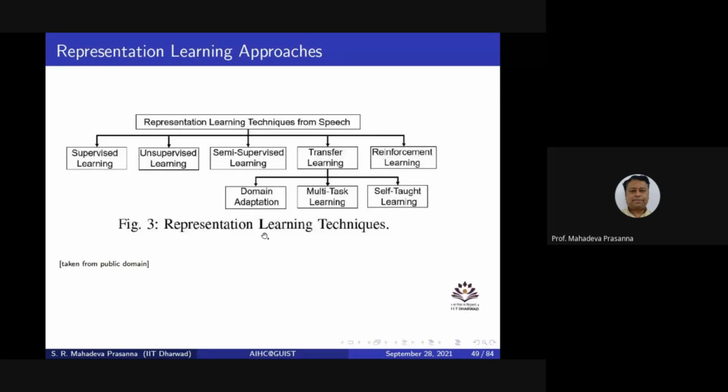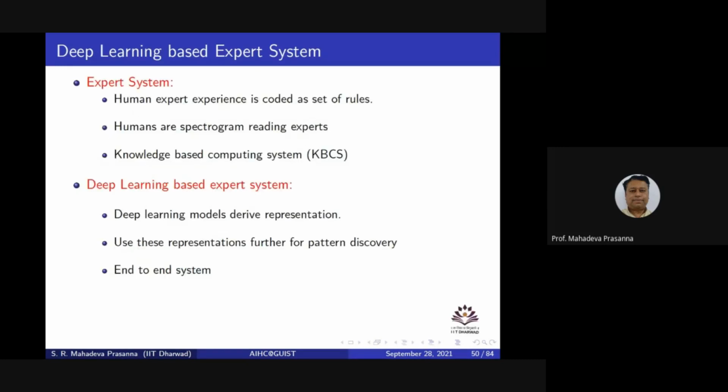Of course, there are different approaches for learning the representations. You can go by supervised learning, unsupervised learning, or semi-supervised learning. All of this you may be aware of. Then transfer learning. Again, in transfer learning, we have many variants now. One is what we call domain adaptation, which was the earlier one. Now we have multitask learning, self-taught learning. Then we have reinforcement learning. Any of these representation learning strategies can be employed.